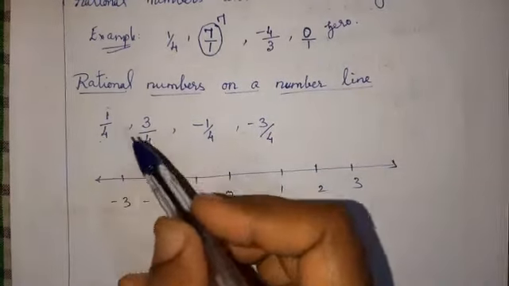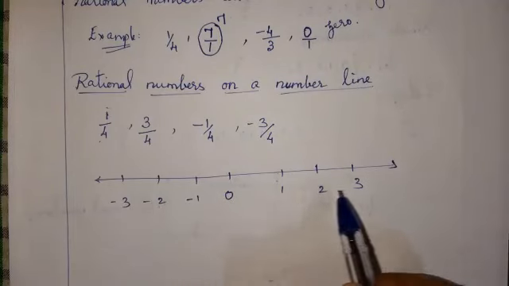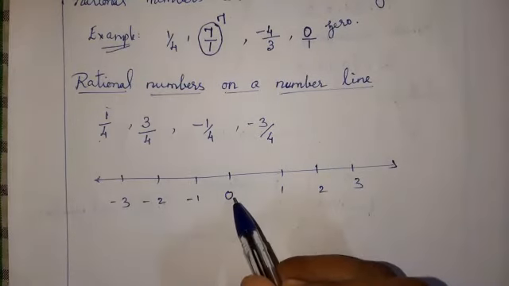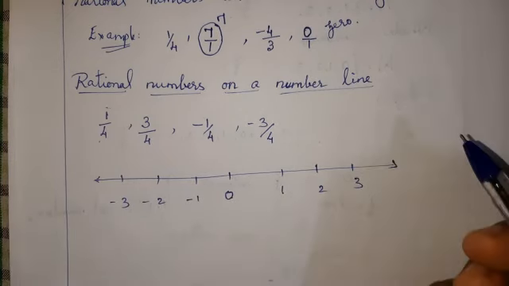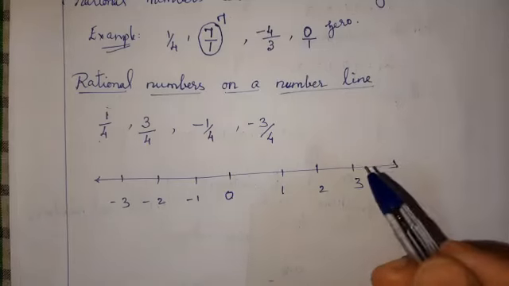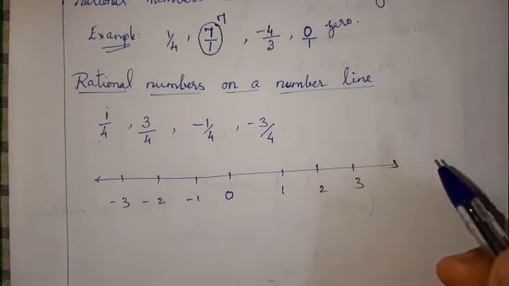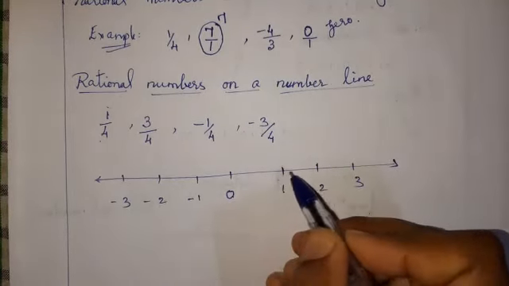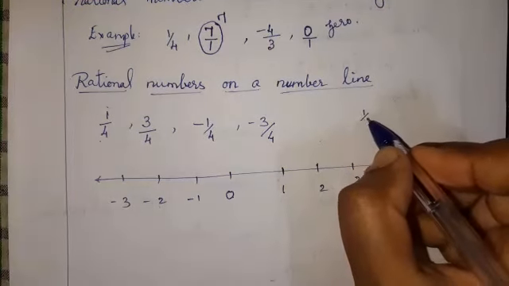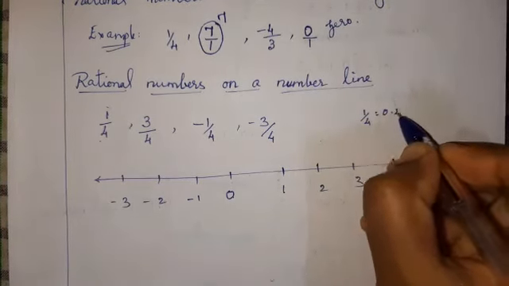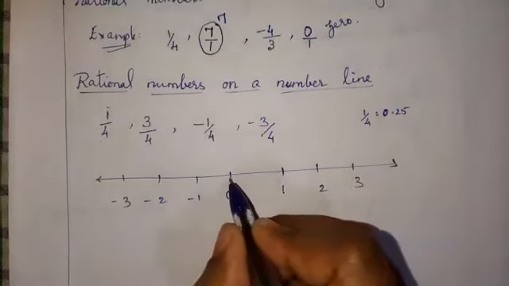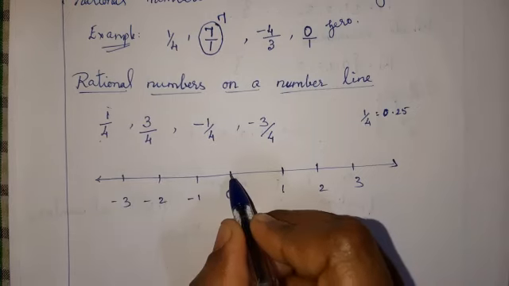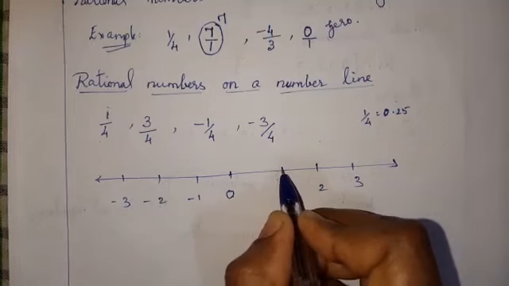Okay, 1 by 4. Let us represent the number 1 by 4 on the number line. 1 by 4 is positive, therefore greater than 0. 1 by 4 means a quarter portion, that is 0.25. Therefore the number lies between 0 and 1, and you have to represent 1 by 4 between 0 and 1.